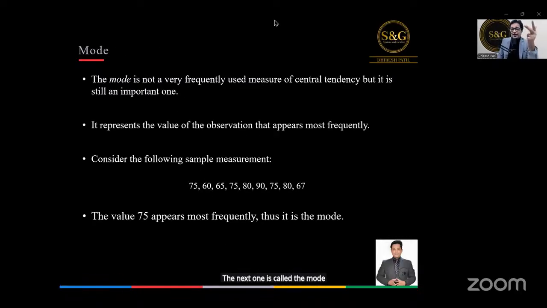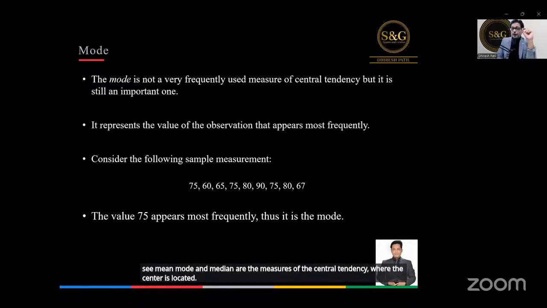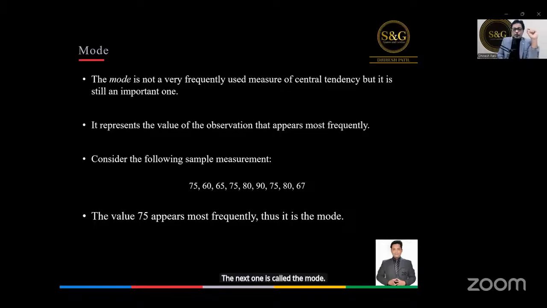See, mean, mode and median are the measures of the central tendency, where the center is located. The next one is called the mode. What is mode? Mode is nothing but the maximum frequently occurring value. Now just observe this data set. Observe it very closely and tell me which value is frequently occurring. Type in the chat box, everybody.